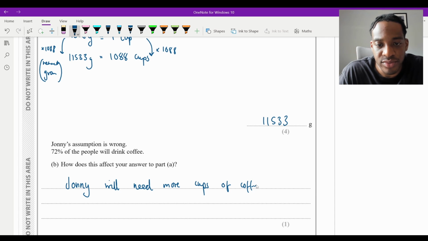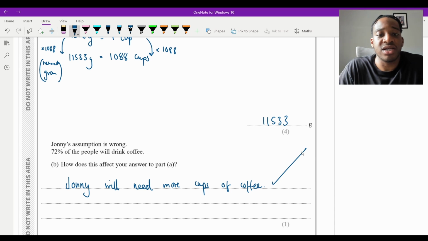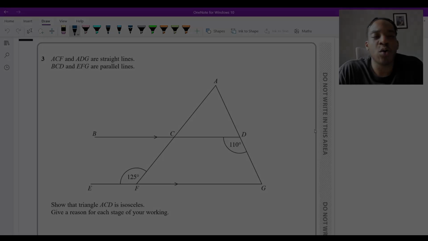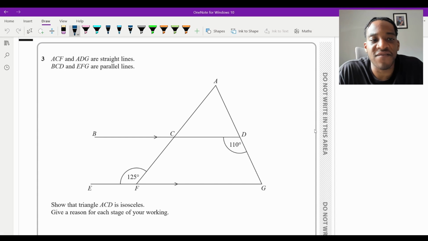And that's it. This question two is finished. Okay, so question 3 says ACF and ADG are straight lines, BCD and EFG are parallel lines, and we need to show that the triangle ACD is isosceles, giving a reason for each stage of our working.